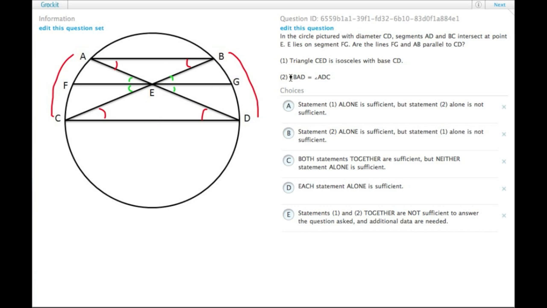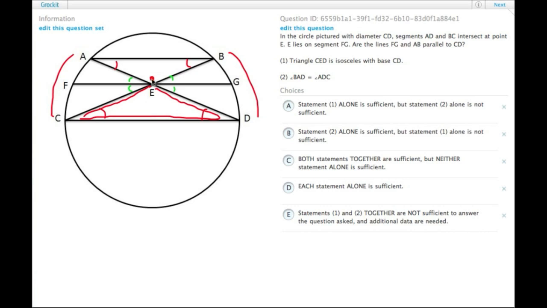Okay, statement 1 tells us that triangle CED is isosceles with base CD. So CED is isosceles, that's this guy here. And what that tells us, if it's isosceles and the base is the side that's not the one that's equal, if these two sides, CE and ED, are equal, then their angles are equal, the angles opposite them, the angles that create them, which then in turn means that this angle is going to be the same angle as angle E.